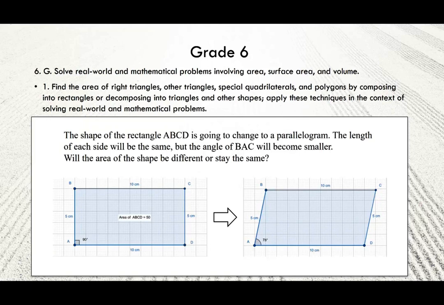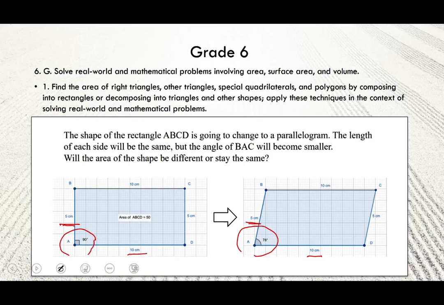Let's see. Look at this problem. The shape of the rectangle ABCD is going to change to a parallelogram. The length of each side will be the same, but the angle BAC will become smaller. So you could see the original angle was 90 degrees because this is a rectangle, but this becomes smaller. The other lengths stay the same.